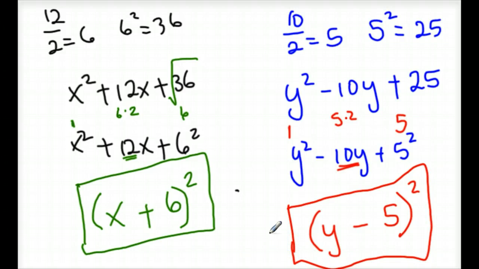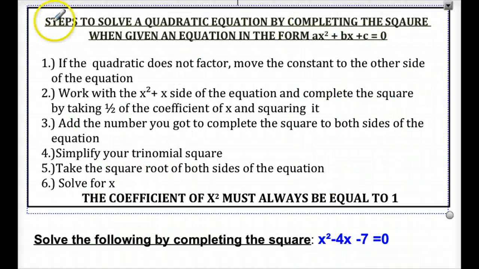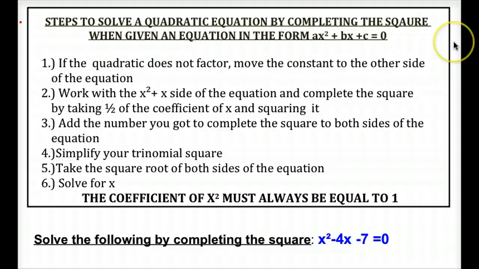That's my answer. Now, what happens when I am given a C term? The steps to solve a quadratic equation by completing the square, when given an equation in the form ax squared plus bx plus c equals 0.